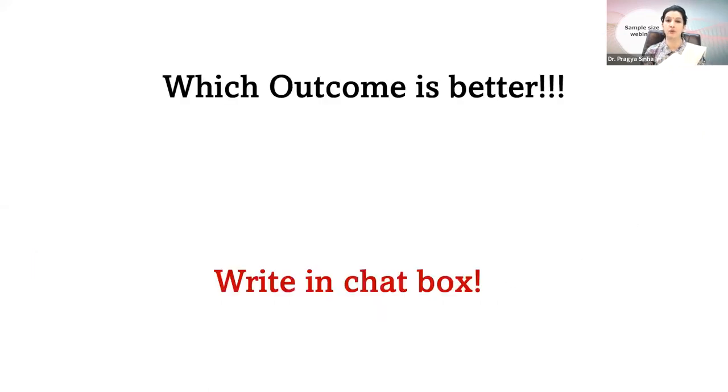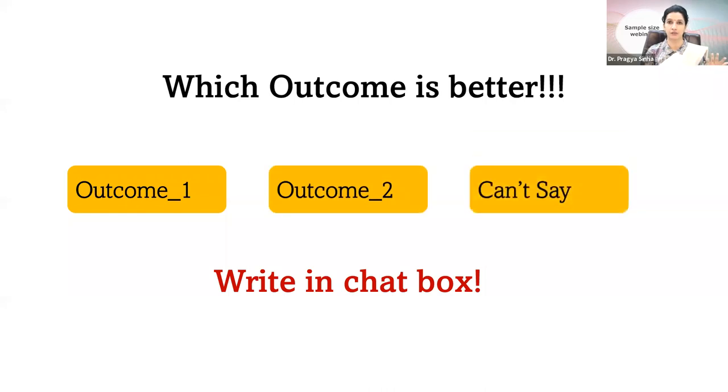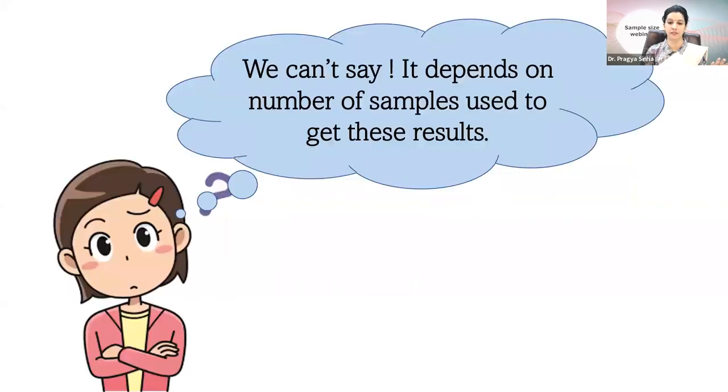So now, which outcome is better in your case? The first RCT or the second RCT? If you are a clinician, what is important for you? A lowering of 10 millimeters or lowering of 2 millimeters? So yes, lowering of 10 millimeters. That's why the first will be the answer. Outcome 1, 2 or can't say. So outcome 1 is better for you.